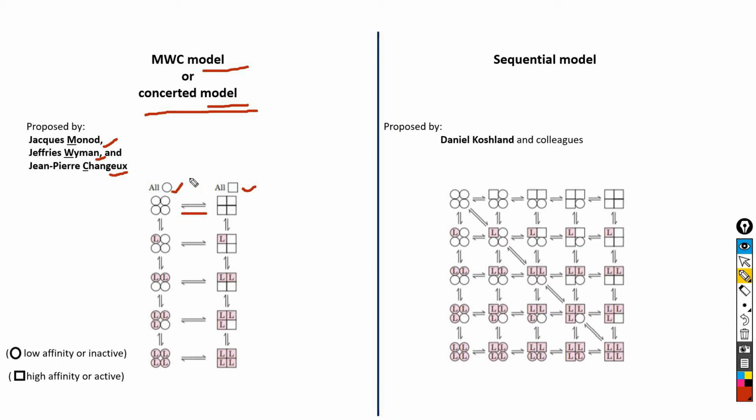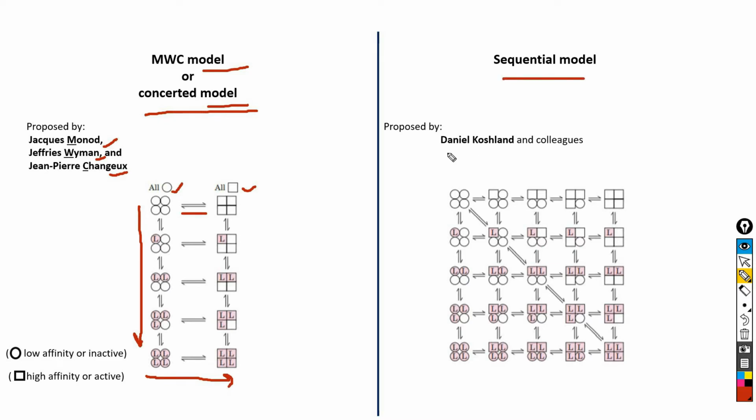And the ligand can bind to either conformation but with different affinities. And the successive binding of ligand molecules to the low affinity conformation of a protein makes a transition to the high affinity conformation of the protein.